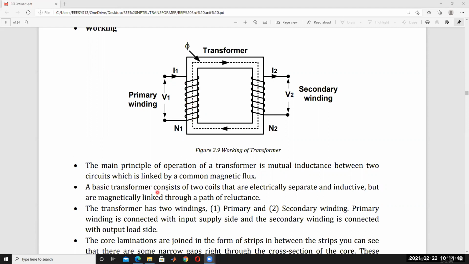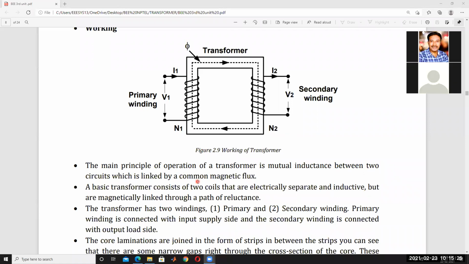The basic transformer consists of two coils that are electrically separate and inductive, but magnetically linked through a path of reluctance. You know well, the transformer is electrically isolated but magnetically linked. It is a magnetically coupled device, but electrically isolated. The primary and secondary windings are electrically isolated but magnetically linked. So the transformer is a static device, electrically isolated and magnetically coupled. Understood? It's clear.